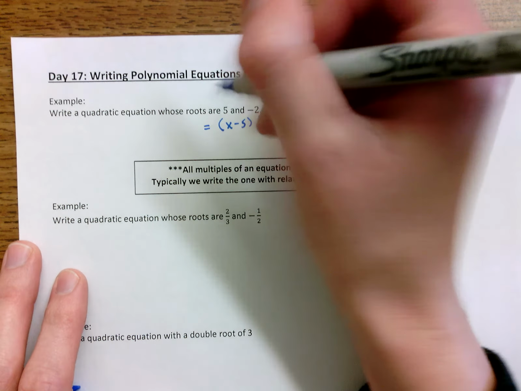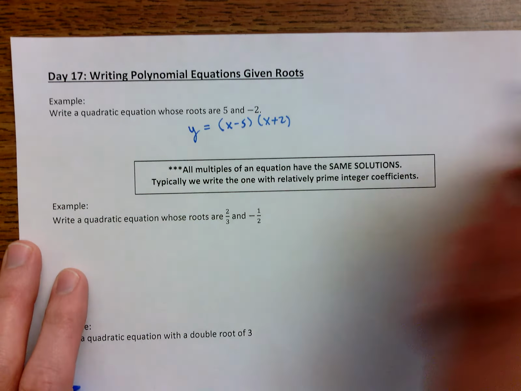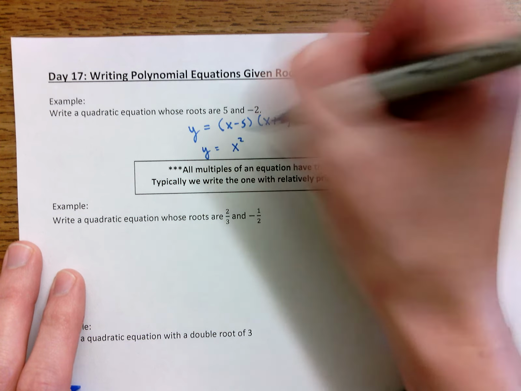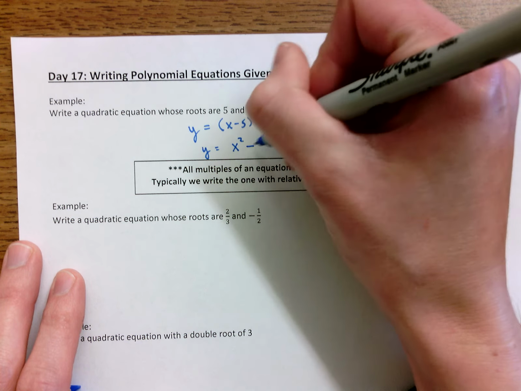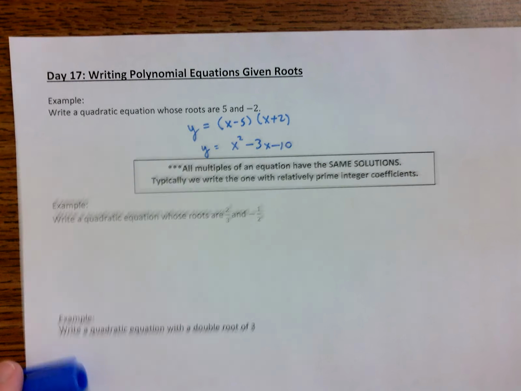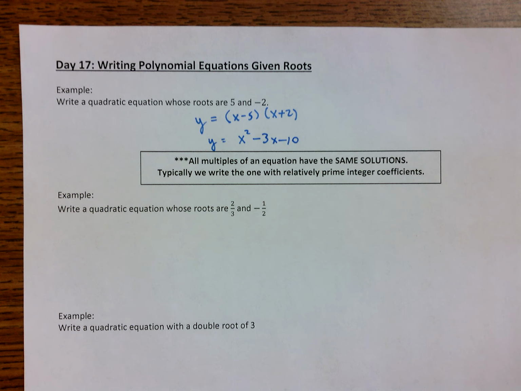So if I'm writing my equation, I'll make it y equals, then I can just take those and multiply them back together. That'd be x squared and then plus 2x minus 5x, so minus 3x minus 10. There is my quadratic function that has those particular zeros, and then we're all set to go, okay? So that's a pretty easy way of doing this one.